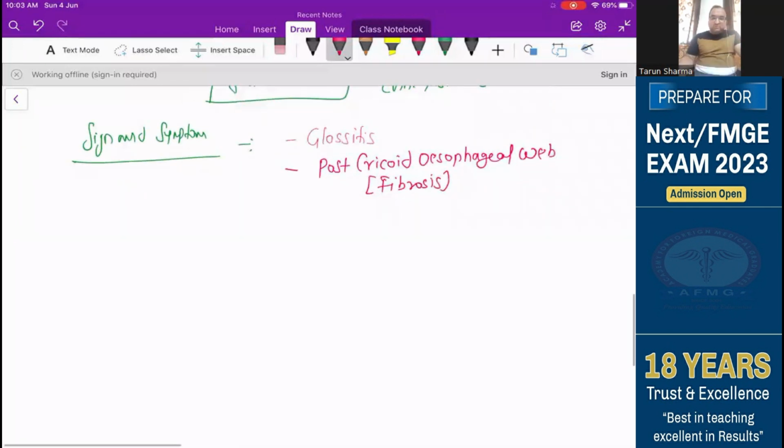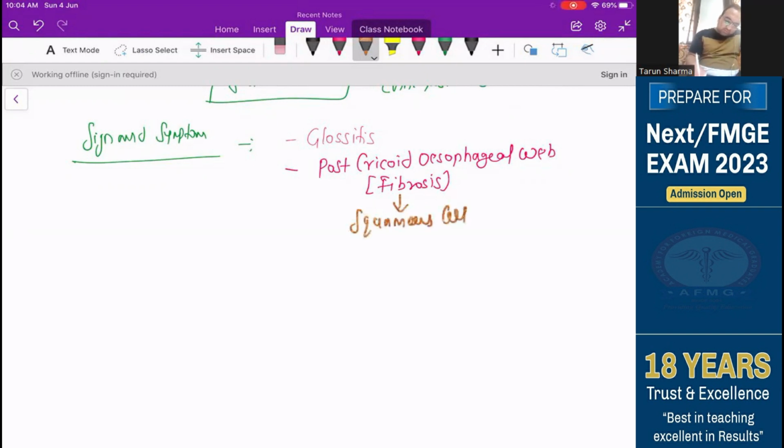That is again an important finding that is seen in some cases of iron deficiency anemia. The patient will have, in the post-cricoid area, the area just behind the cricoid, which is the esophagus. In the upper part of the esophagus, you will see a fibrotic band that is called a web. It will be like a web, but actually it is a fibrosis. Why is it important? Because it's a pre-malignant condition also. It can lead to squamous cell carcinoma of the esophagus after certain years.